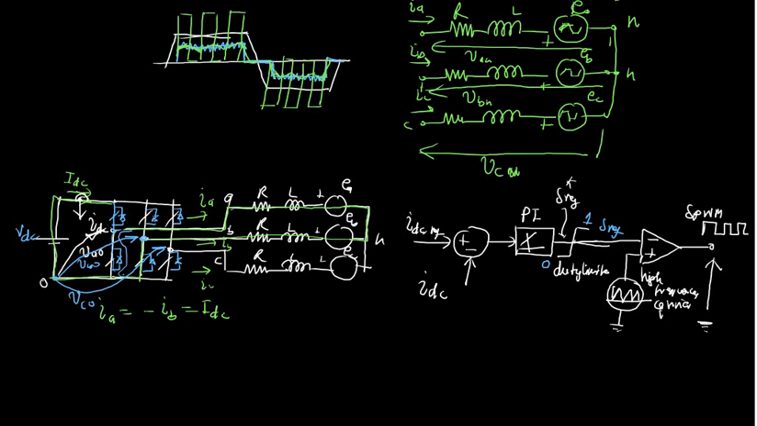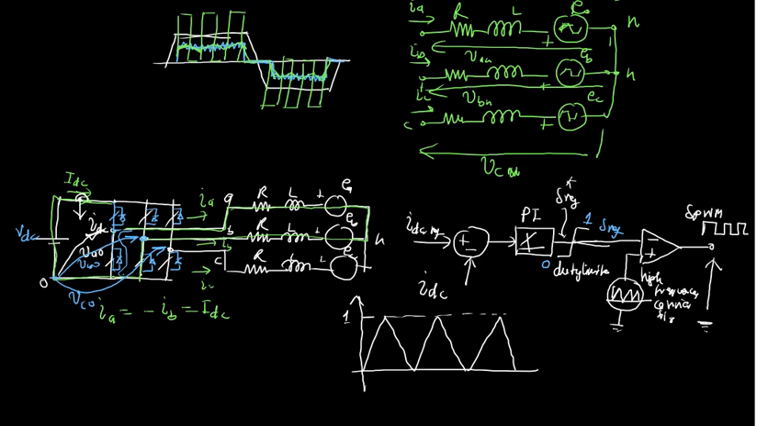How does it operate? You generate a symmetrical triangular waveform like this. Maximum value is 1. Let's say that from your control you get some value of delta reference. So let's say this is the delta reference you got.